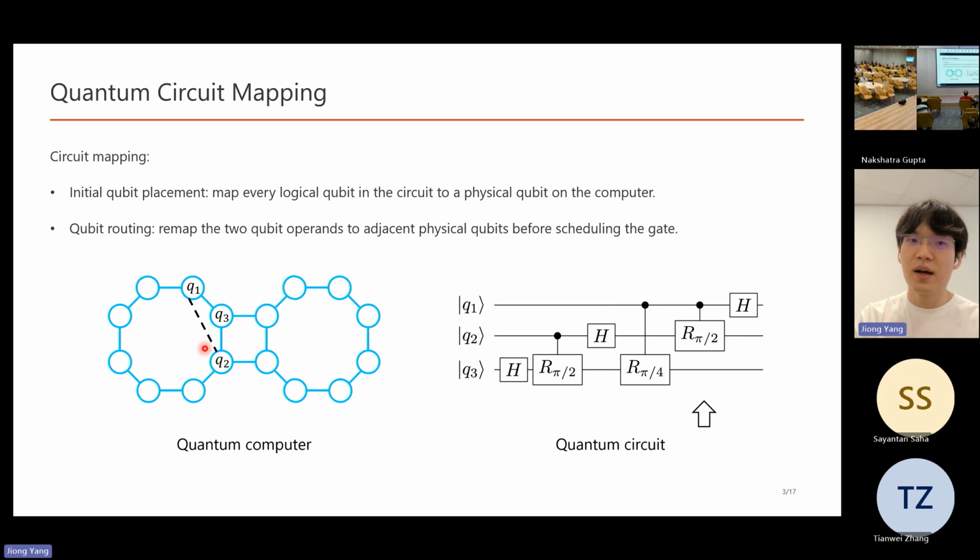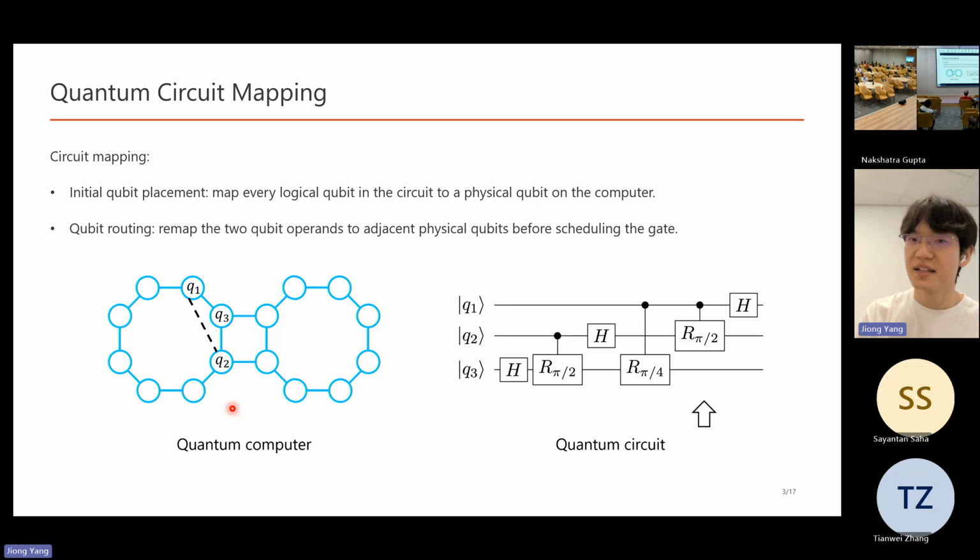Looking at the graph, Q1 and Q2 are not adjacent, therefore this gate cannot be trivially executed. If we analyze this quantum circuit, we can find that the circuit requires every logical qubit to interact with the other two. However, in the graph, no subgraph forms a 3-qubit ring that would allow every pairwise qubit interaction. So no matter which initial qubit placement we choose, there is always a non-adjacent 2-qubit interaction that is not supported by the quantum computer.